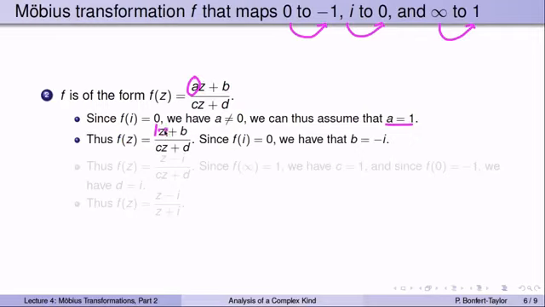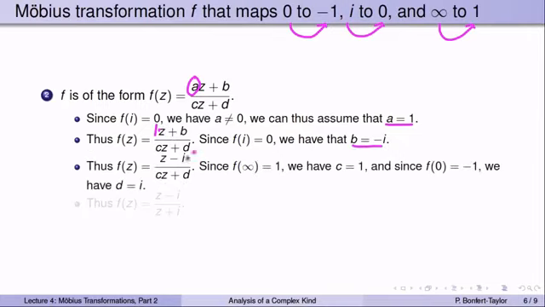Now, f of i is equal to 0, so if I plug in i for z, I need to get 0. The numerator then becomes i plus b. i plus b must be 0, so b needs to be equal to -i. Therefore, f is of the form z minus i over cz plus d.